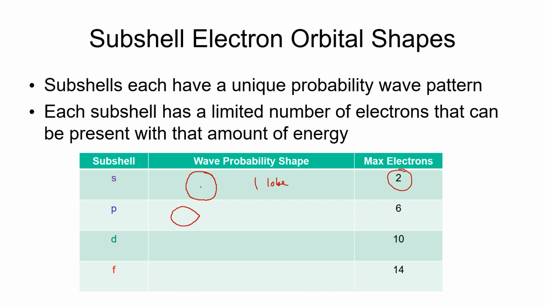The second one has this sort of double lobe shape where there's a lobe on either side of the nucleus, and so 2 lobes. And there are 6 possible electrons that can have that wave pattern. The d orbitals tend to have this sort of 4-leaf clover shape with the nucleus in the middle there.